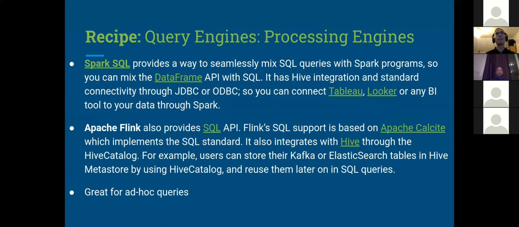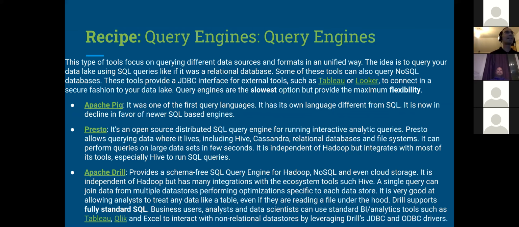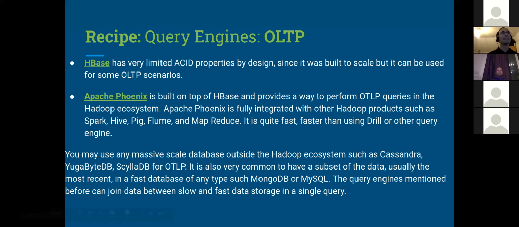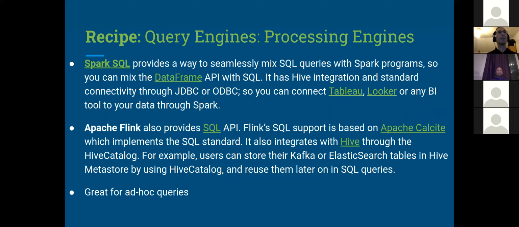The first thing you can do to query your data is use your processing engines. Like, let me go back. So Spark has Spark SQL, Apache Flink as well. They provide a way to do ad hoc queries, right? So Spark SQL provides a JDBC interface. You can connect Tableau, Looker, any other BI tool and make queries, right? But you need, for example, a Spark cluster that is continuously running in the cloud. You want a Spark cluster to be created, run, and then finish because they're expensive to run.